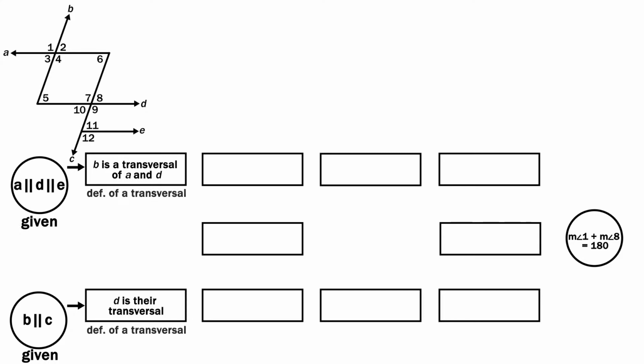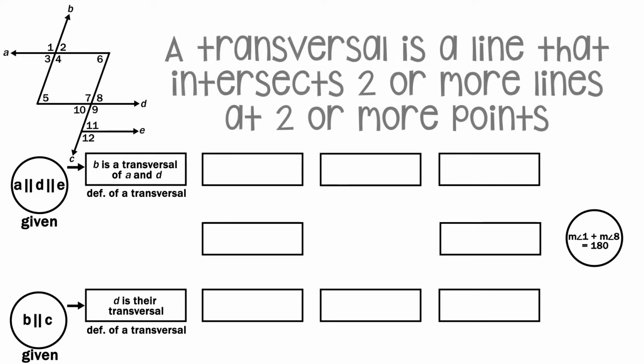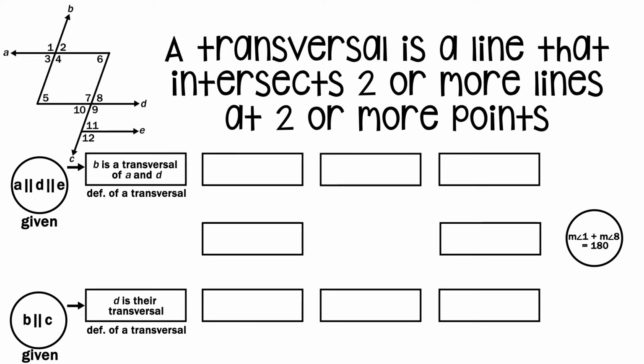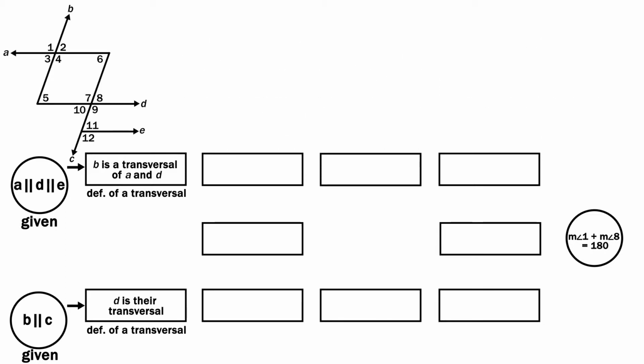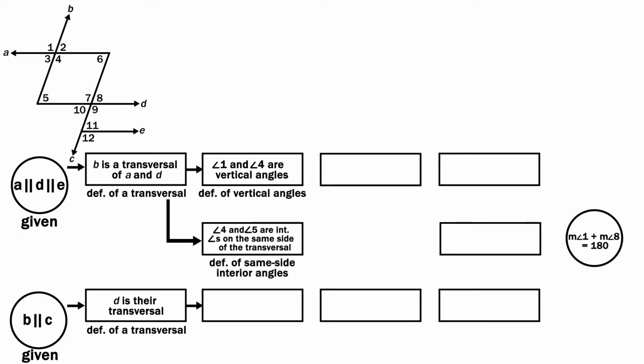By definition of transversal, a transversal is defined as a line that intersects two or more lines at two or more points. The next step is identifying that angle 1 and angle 4 are vertical angles, and angle 4 and 5 are same-side interior angles formed by the transversal B by definition of vertical angles and same-side interior angles. Also, angles 8 and 5 are corresponding angles formed by the transversal D by definition of corresponding angles.